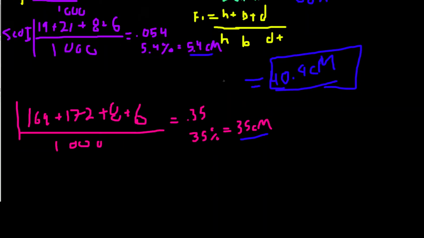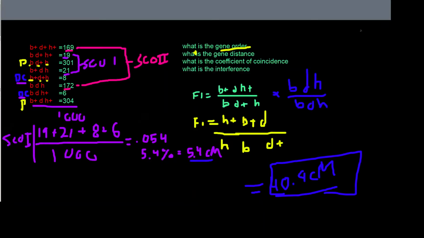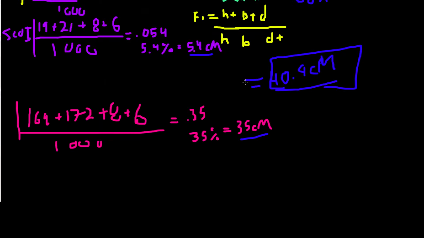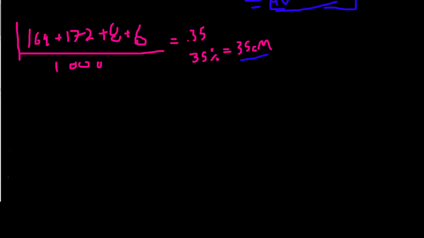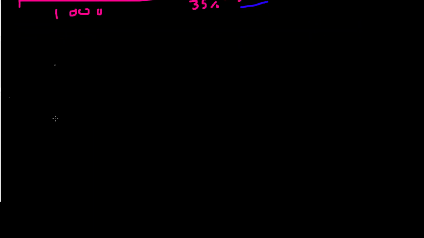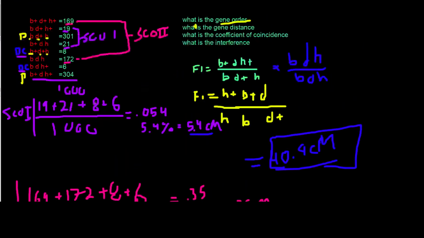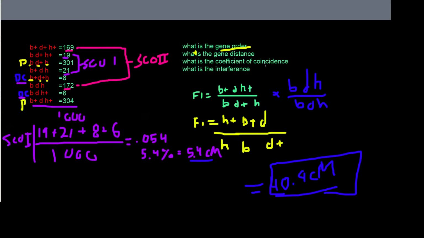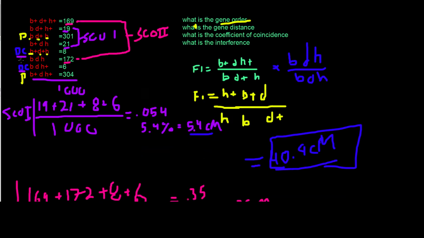Right, so we sort of go through the same calculation, but in order to find the percent of coincidence, we first take our double crossovers, right? If you notice in all of these calculations, whenever we're finding gene distance, coefficient of coincidence, interference, we're going to have to involve the double crossovers in a certain sense. So we take our double crossovers here, right?